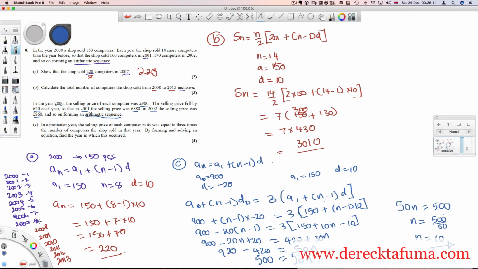And if we come back here, 2007 is the 8th year, then the 9th year, the 10th year. So the 10th year is 2009. So the answer is 2009.